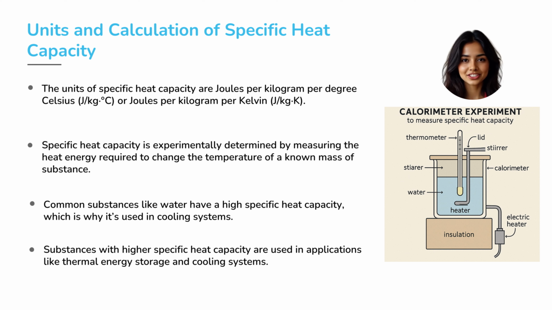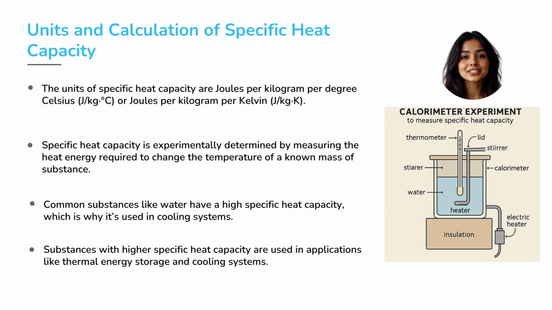Alright, now let's talk about the units. The specific heat capacity is measured in joules per kilogram per degree Celsius or joules per kilogram per Kelvin. So, let's say you're heating 1 kilogram of water by 1 degree Celsius and it requires about 4,184 joules of energy. That's the specific heat capacity of water.